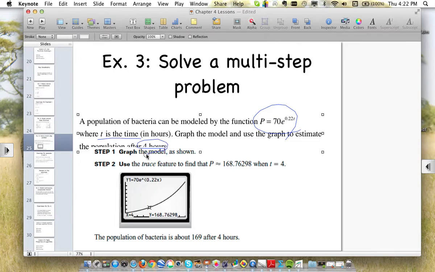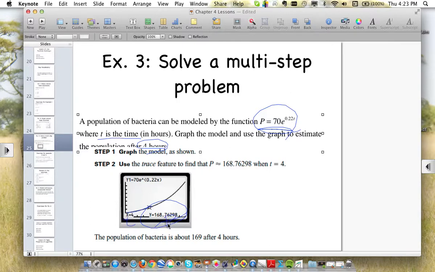So plug in this function into our calculator, hit graph, go ahead and adjust the window as necessary to be able to see our numbers, and then use the tracing feature to follow that curve until you get to x equals 4. And then whatever this value is, that's your t value. So we want to go ahead and round it to approximately how much bacteria after 4 hours. So sorry, x is your t value, y is your p value.